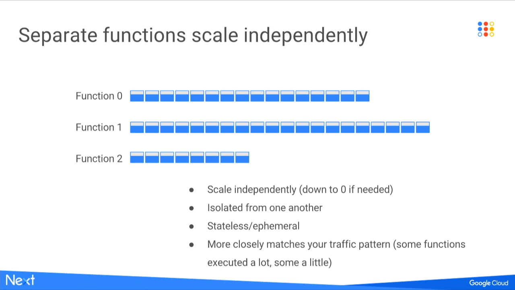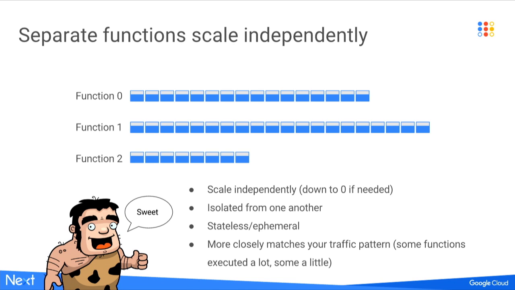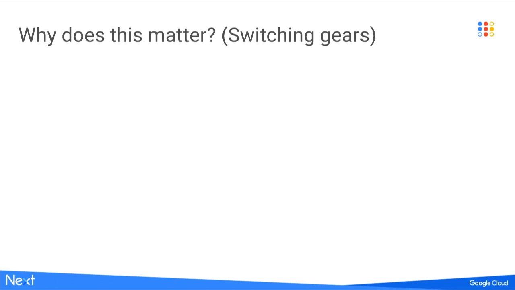They scale independently, they're isolated from one another, they're stateless, and they more closely match the traffic pattern. So some functions will execute frequently, some functions not so much. Sweet. Okay. So that's, broadly speaking, a view of computing that's serverless, what that means and why it's important. But how would you use this, and why does this matter to you? So just hold that thought, and I'm going to switch gears and talk about some use cases.